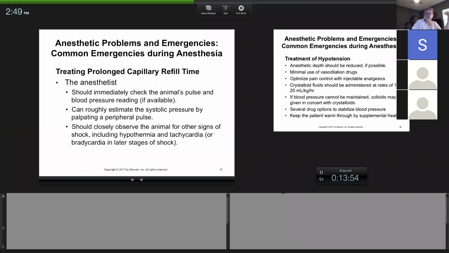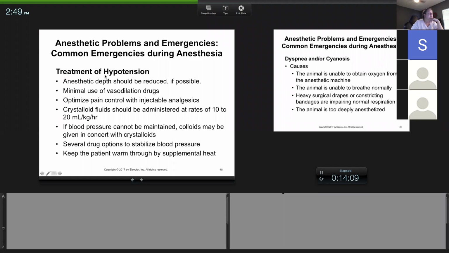And then, do they have tachycardia? Sometimes at the end of shock, they get bradycardia. Early shock is more tachycardia. But if it's low blood pressure, and this is a good slide, slide 48 is, what do I do, which I've already kind of explained in shock. What do you do for low blood pressure?